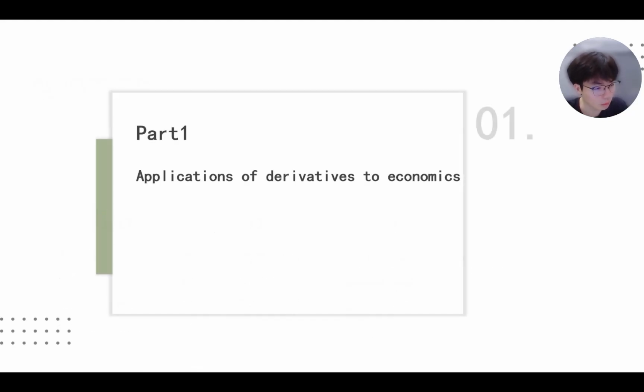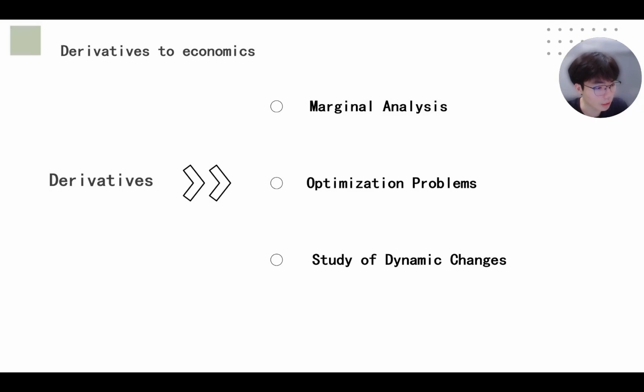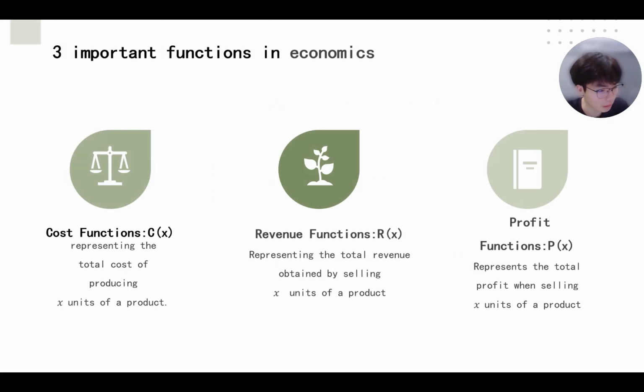Okay, let's look at Part 1. Application of derivative to economics. Derivatives play an important role in economics, for marginal analysis, optimization problems, studying the dynamic change and so on. They provide insights into cost, revenues, and profit. Let's break this into key components.